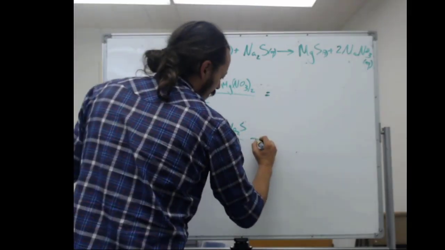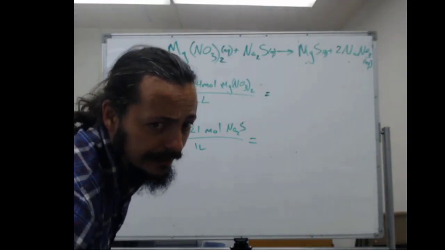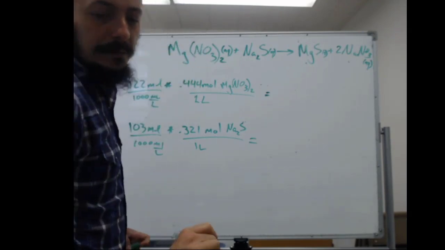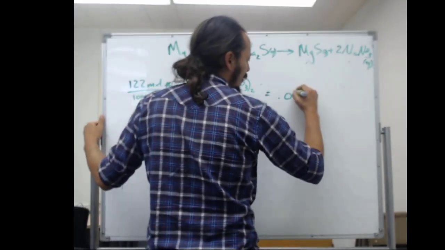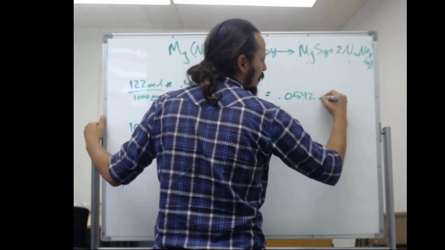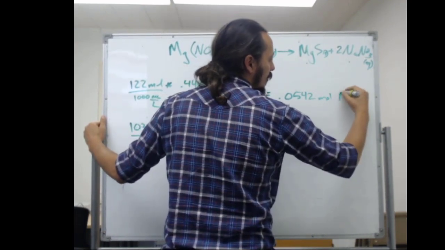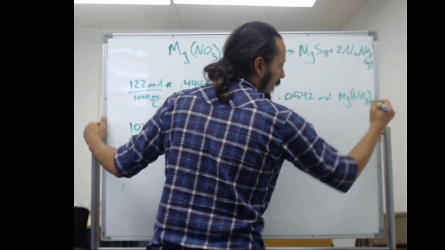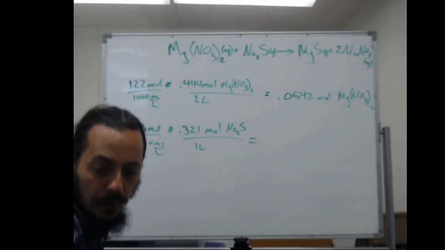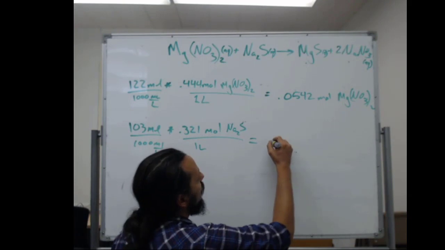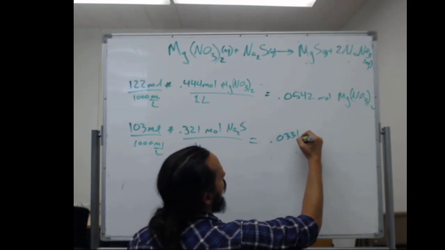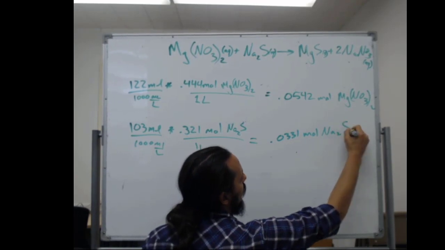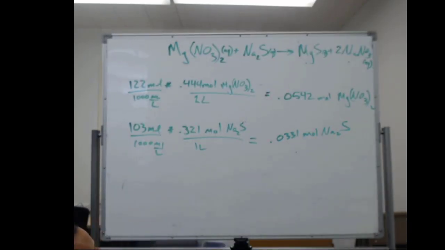And for this number, I already did the calculation on a separate piece of paper. I'm not that fast. 0.542 moles of magnesium nitrate and 0.0331 moles sodium sulfide. So that's our amount of starting material.